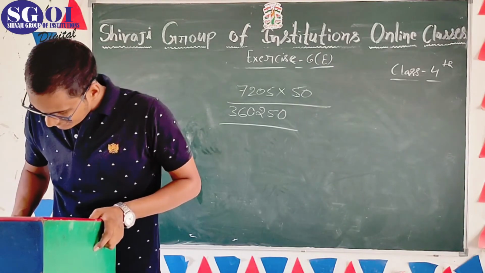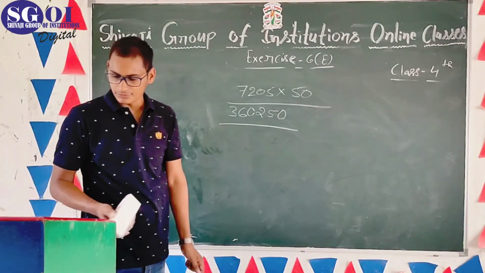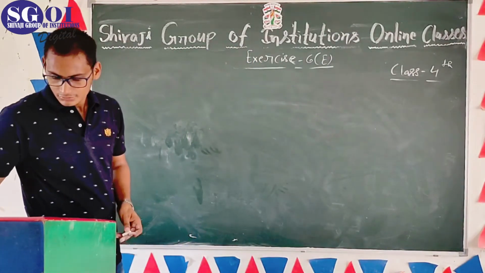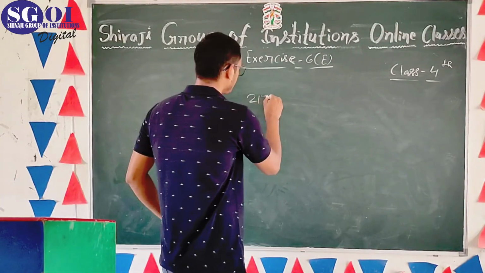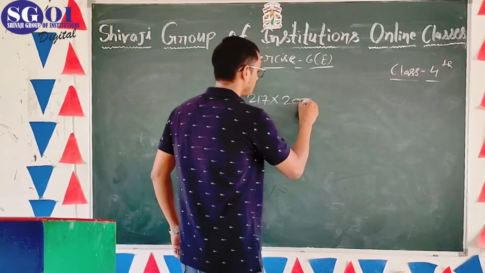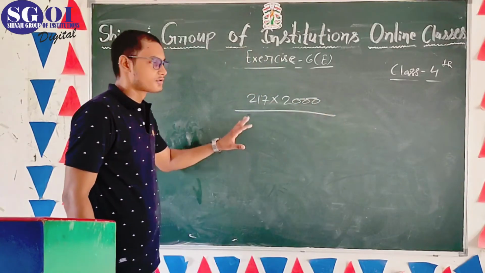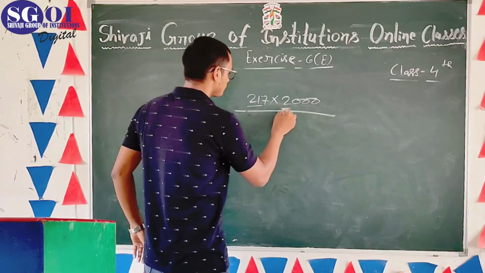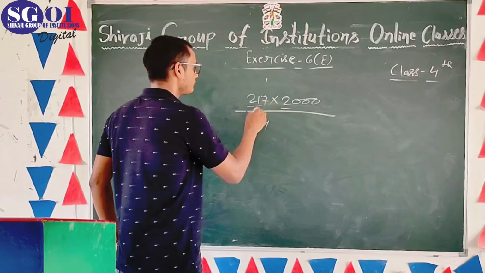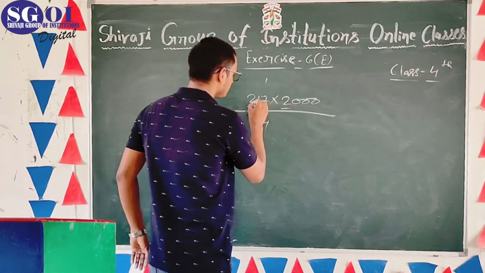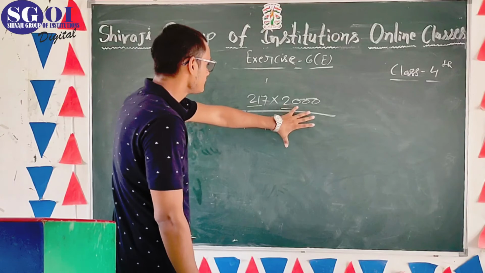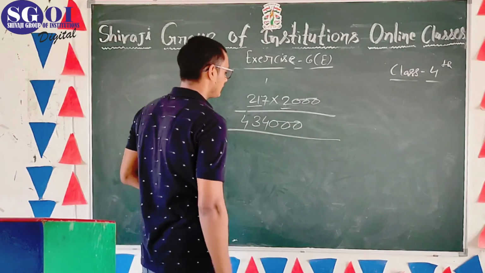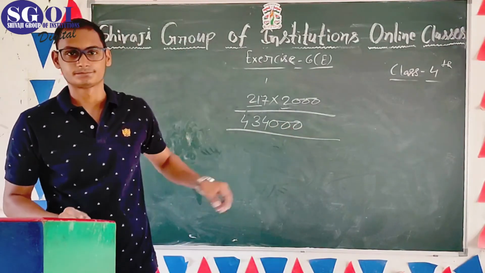Now come to our next question, question number 19. 217 multiplied by 2000. So first we multiply this number by 2. 2 7s are 14, carry 1. 2 1s are 2, plus 1, 3. 2 2s are 4, and put 3 zeros on the right side of the product. Okay.